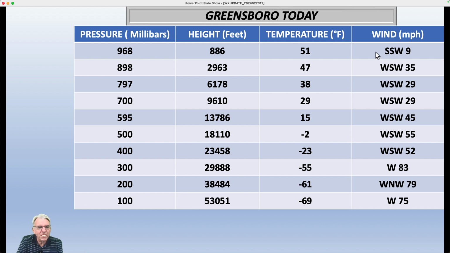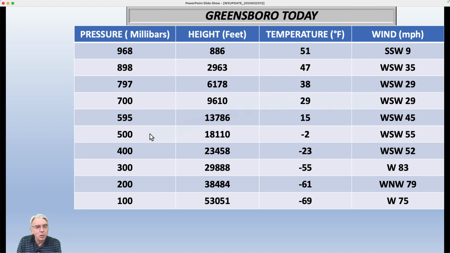Okay, so as we continue to go up through the atmosphere here, by the time we get to 700 millibars, which means that 70% of the mass of the atmosphere is still above us, and 30% we've already gone through. The height there is 9,600 feet, temperature's down to 29, wind out of the west-southwest to 29.